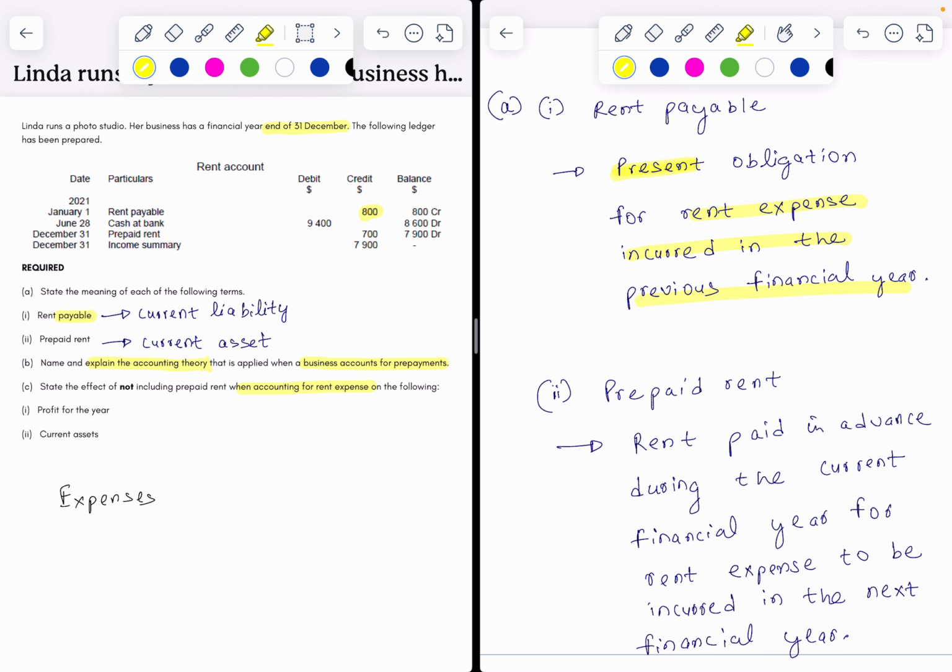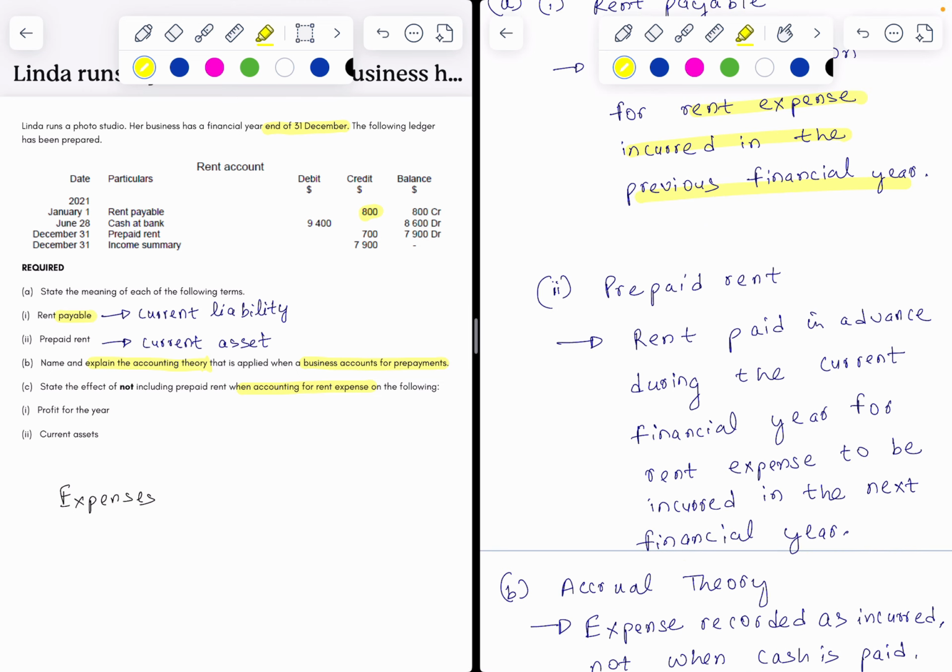And then you have got prepaid rent, which we understand is a current asset, and this simply refers to payment for rent in advance. This payment is made in the current financial year, but it is actually applicable for expense which we expect to incur in the next financial year. So we know next financial year we're going to have some rent costs.